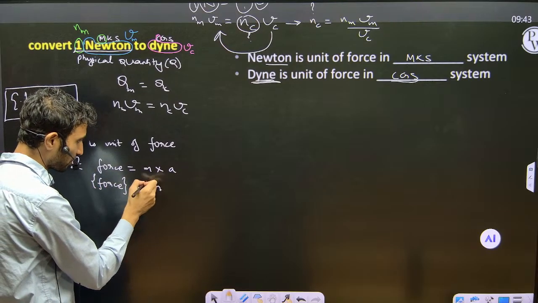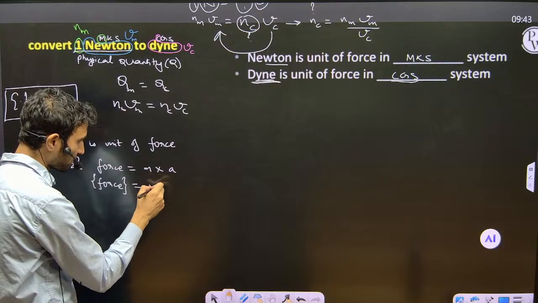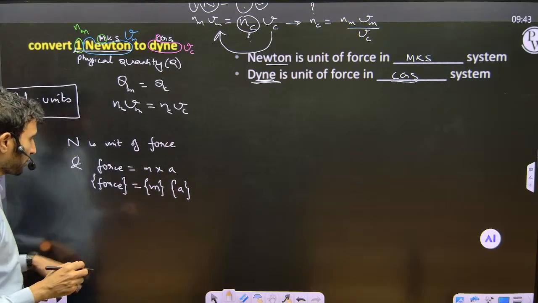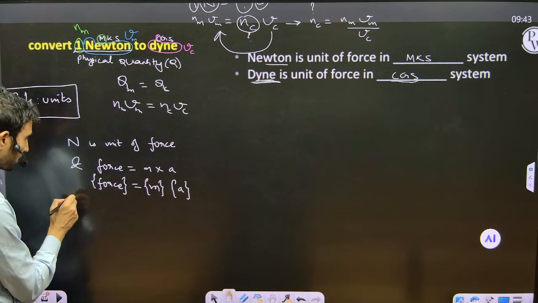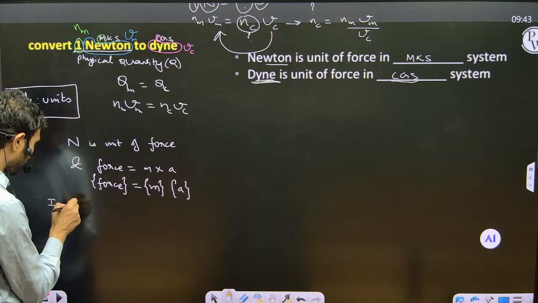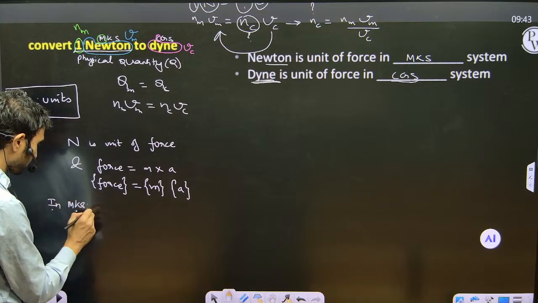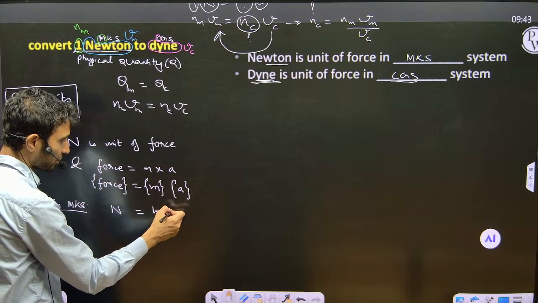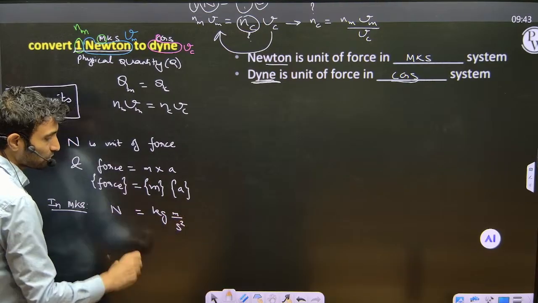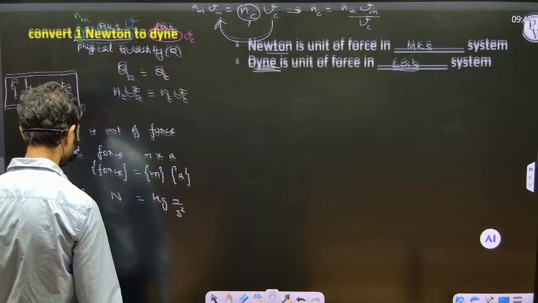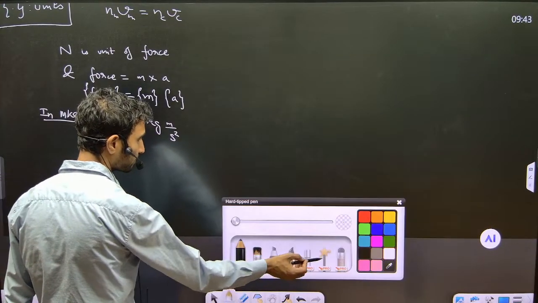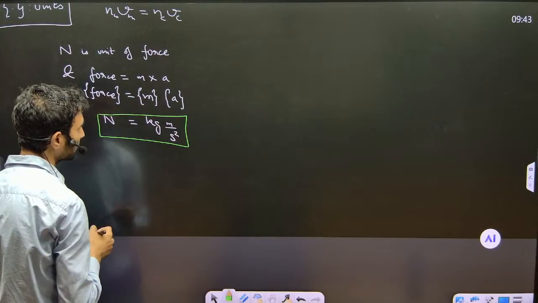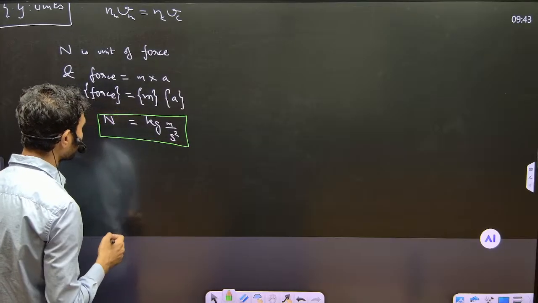So unit of force will be equal to unit of mass into unit of acceleration. Now what is the unit of force, guys? In MKS, unit of force is Newton. Unit of mass is kg. And acceleration is meter per second square. So that's what one Newton is, right? That's what 1 Newton is. Kg meter per second square, right?